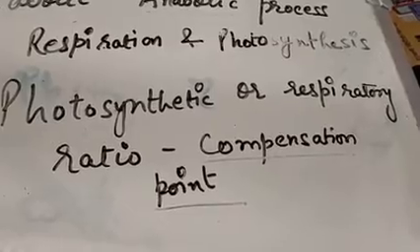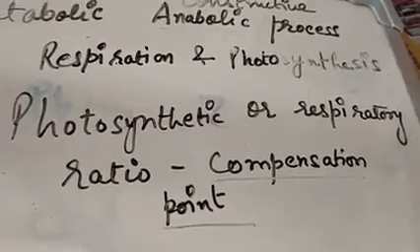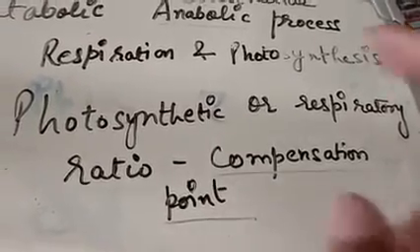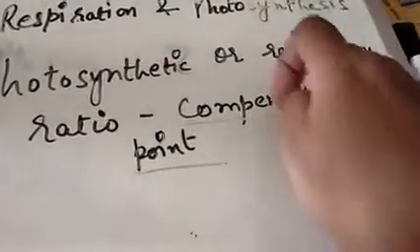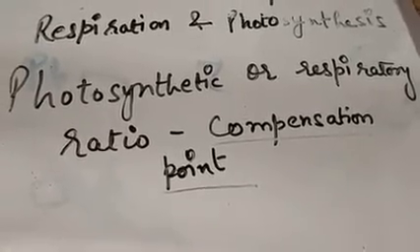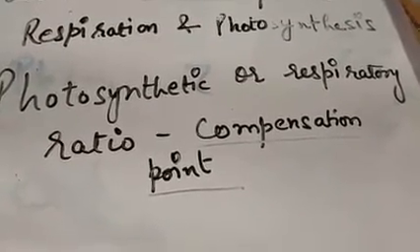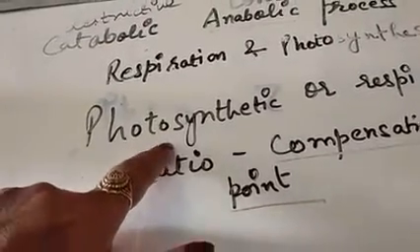The environment is not getting oxygen, the environment is not getting carbon dioxide. This point where the amount of oxygen produced is utilized for respiration and the amount of carbon dioxide produced is utilized for photosynthesis is called the compensation point, photosynthetic ratio or respiratory ratio. It is also called the light compensation point because photosynthesis can occur only in the presence of light. So it's an intensity of light.